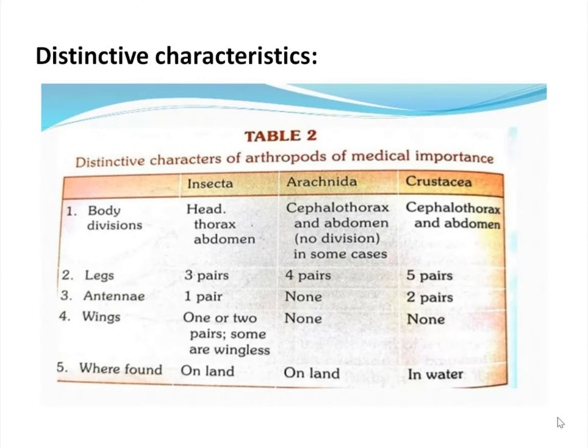Okay. Next, what is the habitat where you find these different arthropods? Insecta, usually houseflies or mosquitoes, are found on land. Arachnida, like mites, are found on land again. And then Crustacea, the Cyclops, you commonly see in water. So these are the various distinctive features of the different classes.